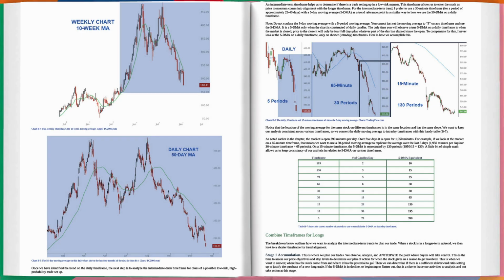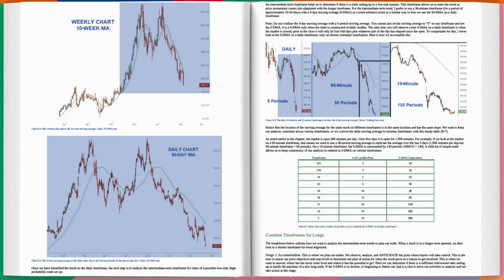A little bit of simple math allows us to keep consistency of our analysis in relation to 5 DMA on various time frames. Combine time frames for longs. The breakdown below outlines how we want to analyze the intermediate term trends to plan our trade. When a stock is in a longer-term uptrend, we then look to a shorter time frame for trend alignment.